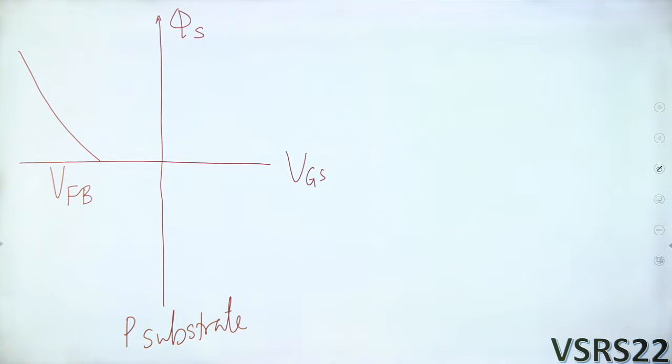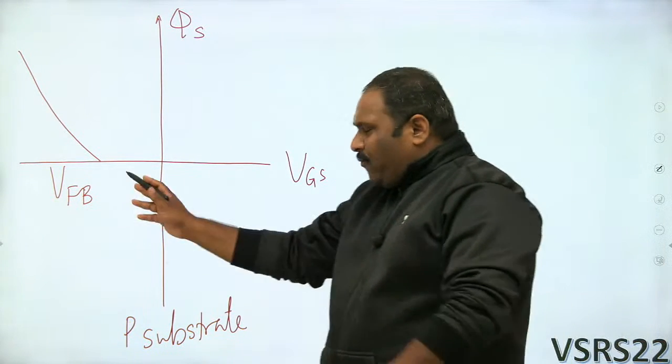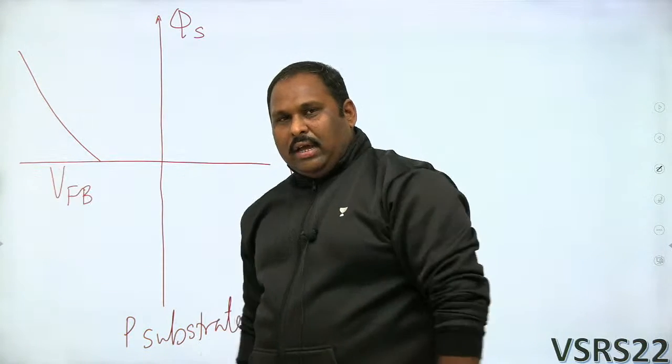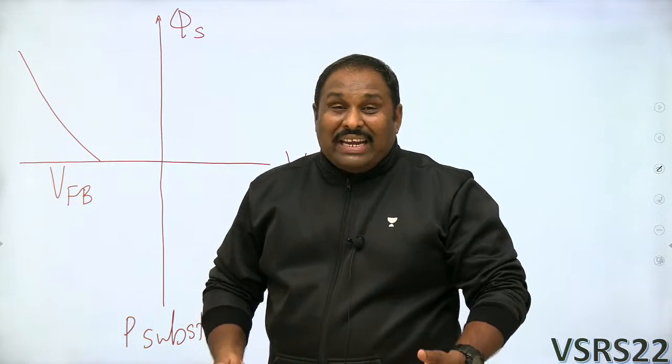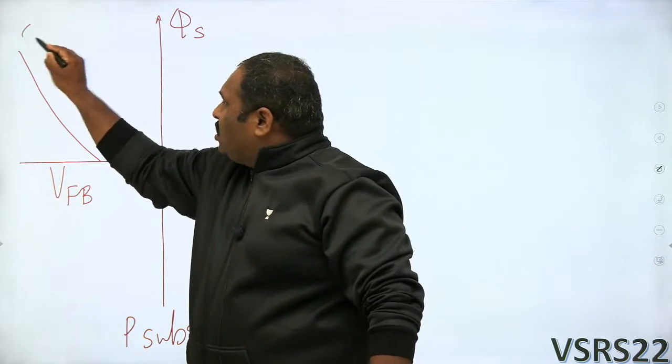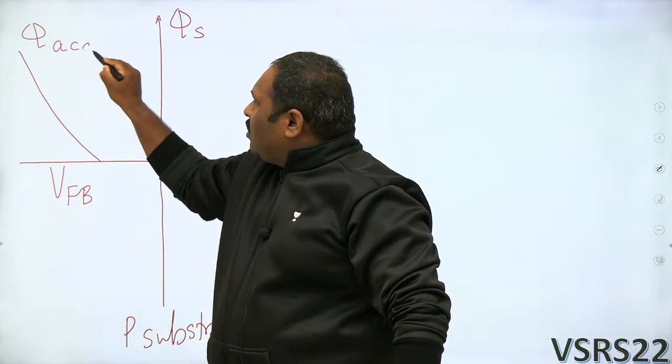Q equal to CV, Y equal to MX. So students, this is the point to understand कि फ्लैट बैंड से कुछ भी नेगेटिव वोल्टेज दिया तो ढेर सारे होल्स आ जाते हैं. You get fine holes coming. This is Q accumulation.